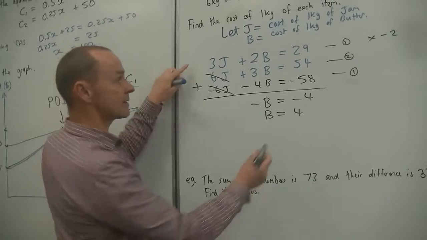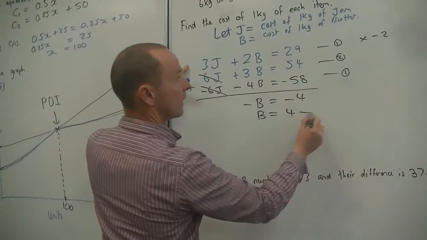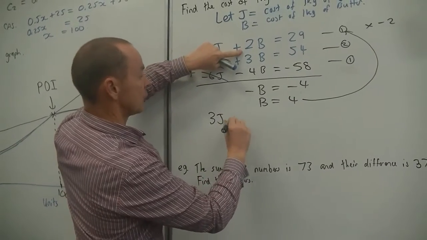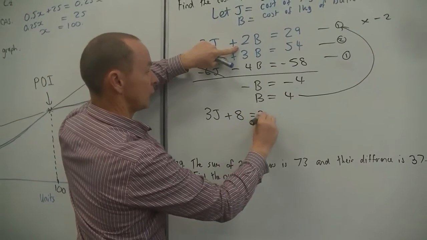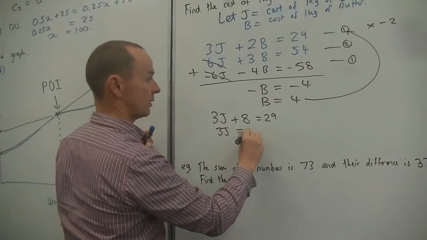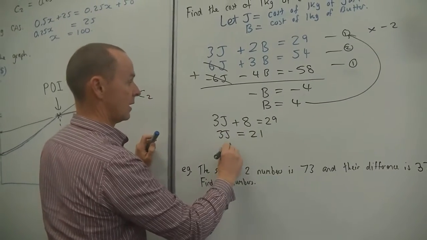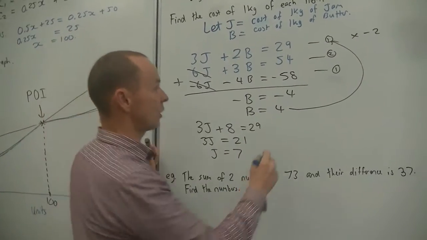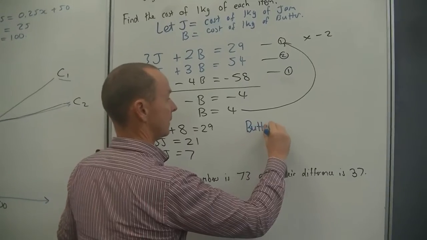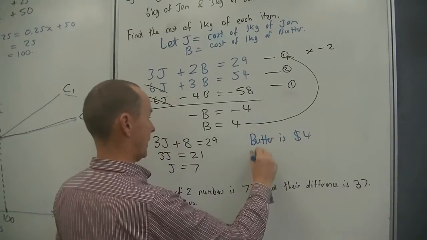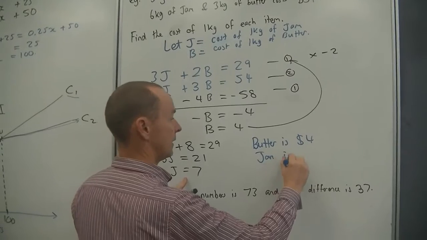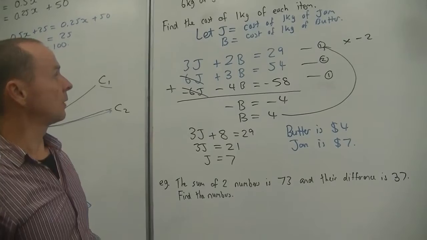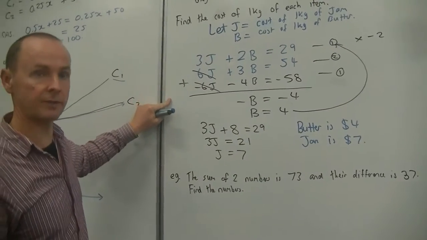How do I find the other one? I substitute this into either equation. So I'm going to put it into the first equation just for fun. So I've got 3j plus 2b, 2 4s are 8, is equal to 29. 3j is equal to 21, take away 8 from both sides. Divide by 3, j is 7. So now I can answer my question in words. The cost of 1 kilogram of butter is $4, and the cost of 1 kilogram of jam is $7. Good job, everyone. But remember, just use CAS. Don't be stressed if you don't understand that method.